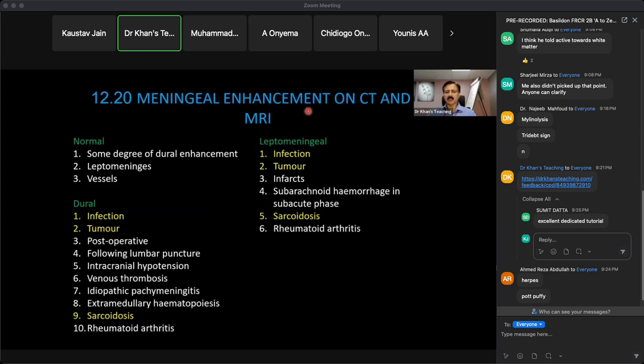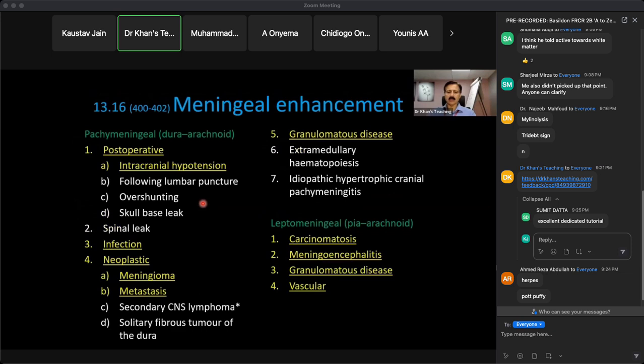Now, in your book, there is a differential diagnosis of meningeal enhancement on CT and MR. We have covered it previously, but here we are seeing infections. Please remember the greatest mimicker, sarcoidosis, will always be there. As far as infections are concerned, they can be chronic infections, they can be pyogenic as in acute infections, and you have also seen a case of intracranial hypotension. Sarcoidosis will always be there. So dural enhancement can be caused by these things, and leptomeningeal by infection, tumor, sarcoidosis are commons. So they will cause the same thing.